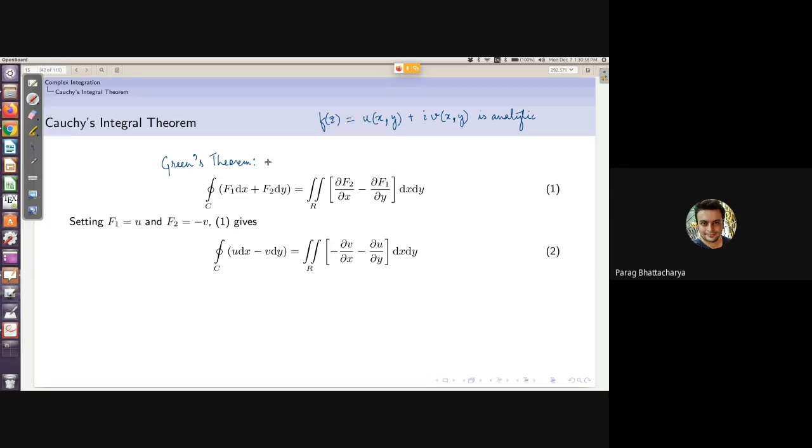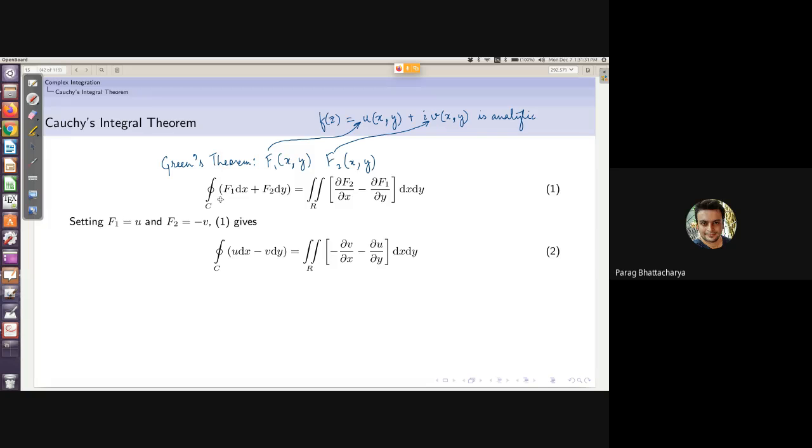And here, as per Green's theorem, what is this f1? f1 is a function of x and y, and f2 is also a function of x and y. So if f1 can be any function of x and y, and f2 can be any function of x and y, I might as well set f1 equal to u, and f2 I could make equal to v. Not v, f2 I'll make equal to minus v. So f1 is u and f2 is minus v.